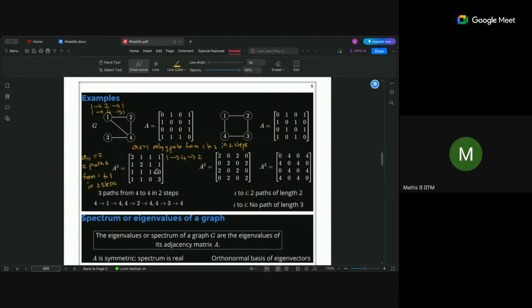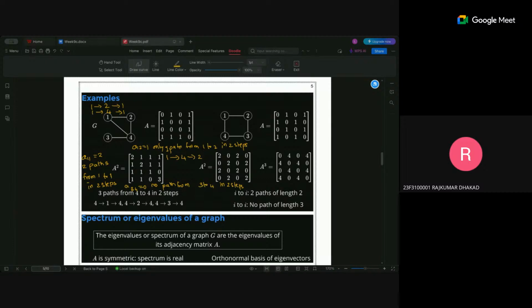Now what about this 0 entry here? What is this entry? A34. Why is A34 0? It means what? No path from 3 to 4 in 2 steps. Right? So from 3 to 4, there is no possibility to go in 2 steps. That's clear, right? So that is how these entries tell the number of paths between any 2 vertices. Is it clear?